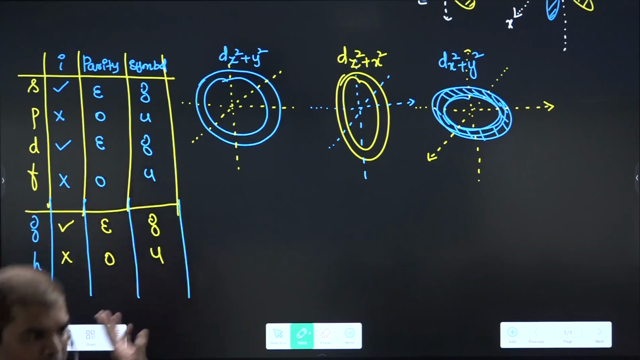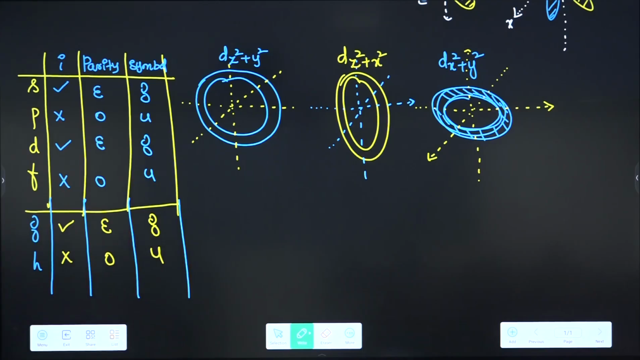Inversion: present, absent, present, absent. If inversion is present, parity is even. If inversion is absent, parity is odd. And if it is even, the symbol given is gerade. If it is odd, the symbol given is ungerade. You just alternate them, that's it.